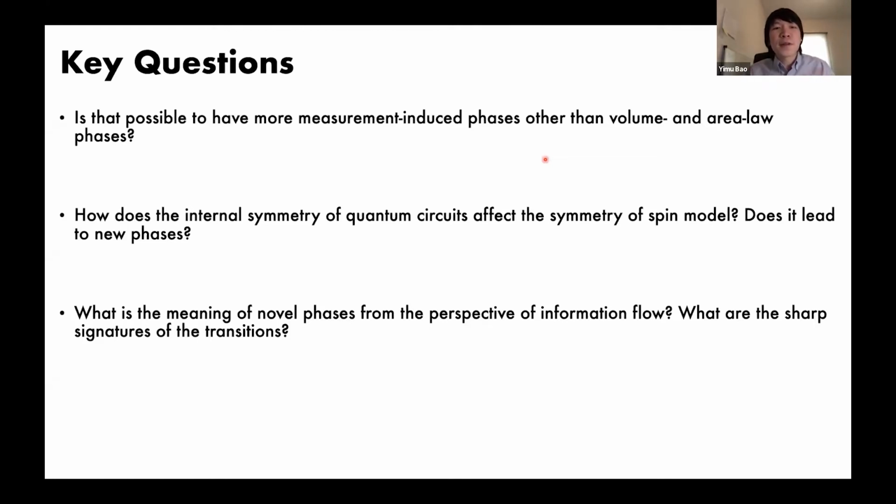And whether the internal symmetry will lead to new phases is another question to ask. And third question is, if there exist some novel phases from the interplay of internal symmetry and the swap symmetry, what is the meaning of these novel phases from the perspective of information flow? Is there any sharp signature to detect it or not?